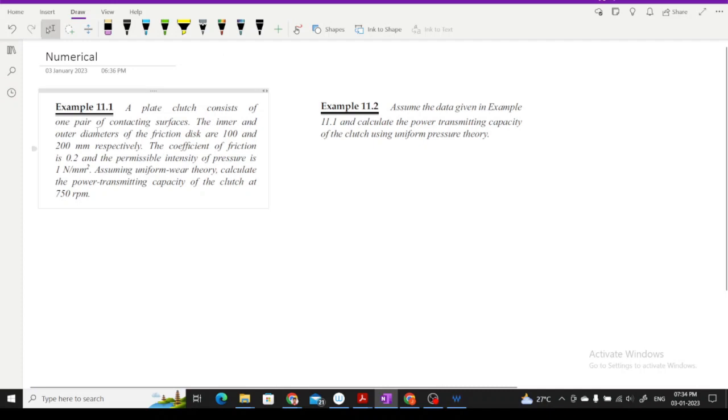So now we can calculate this example. A plate clutch consists of one pair of contacting surfaces. The inner and outer diameters of the friction disc are 100 and 200 mm respectively. The coefficient of friction is 0.2 and the permissible intensity of pressure is 1 N per mm square. Assuming uniform wear theory, calculate the power transmitting capacity of the clutch at 750 rpm. So can you calculate this one? And in the next example, it is uniform pressure theory. So I guess both are same only. So can you try this example?